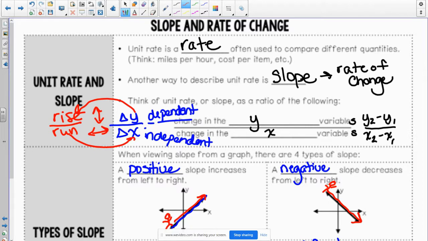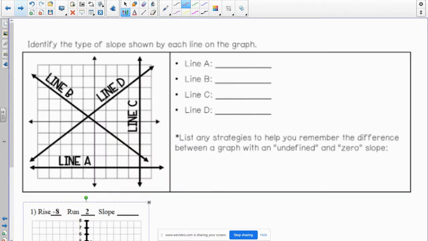So we're going to go on to the next page here. We're going to identify the slope shown in each line. So we're going to look at line A. Remember we started on the left side and you're looking this way, a horizontal line has a slope of 0.